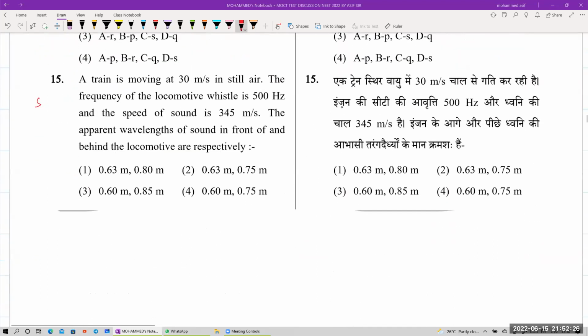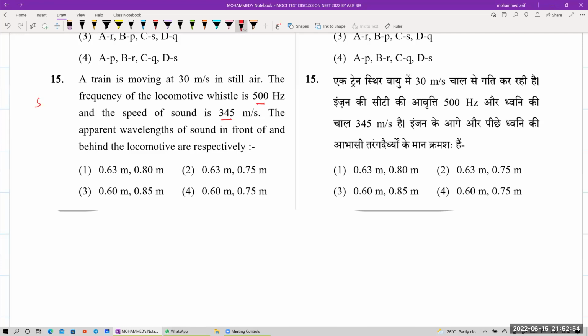A train is moving at 30 meters per second in the still air. The frequency of the locomotive whistle is 500 hertz and the speed of sound is 345. The apparent wavelength of the sound in front of and behind the locomotive will be equal to your how much?